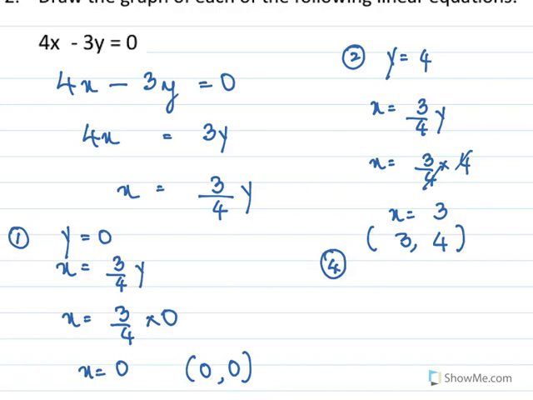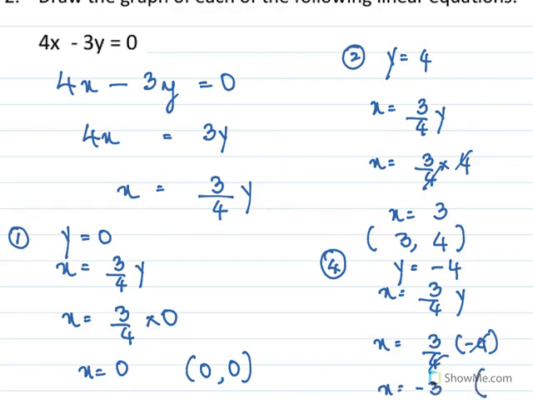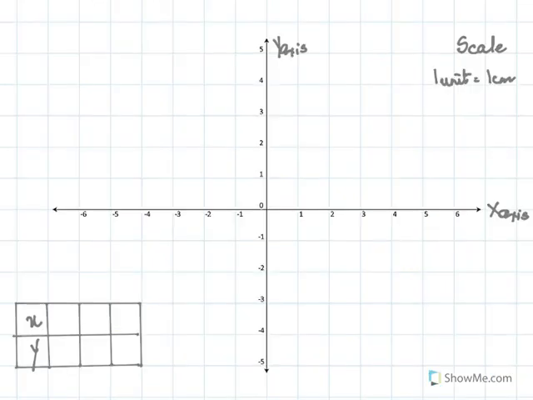Then for the third one, we'll take y, say, equal to minus 4. So we have x equal to 3 by 4 y. So x equal to 3 over 4, and for y, I'll put minus 4. So this cancels out, so x equal to minus 3. So the point here will be x minus 3, y minus 4. We now need to plot these points. So we're taking the point x 0, y 0, then x is 3, y is 4, x is minus 3, and y is minus 4.